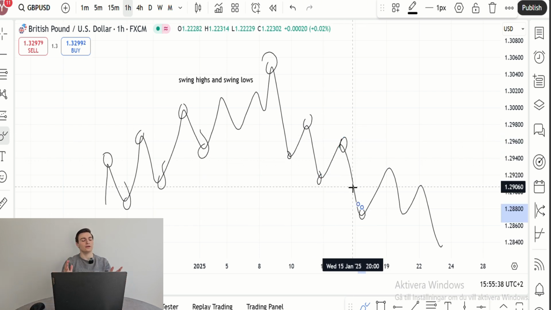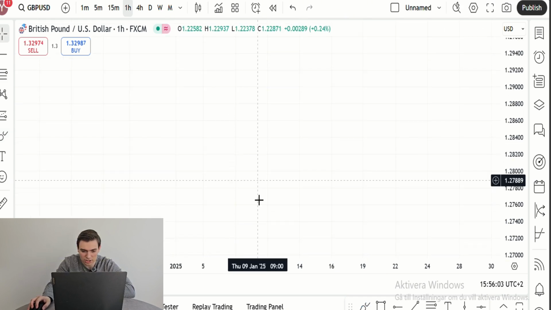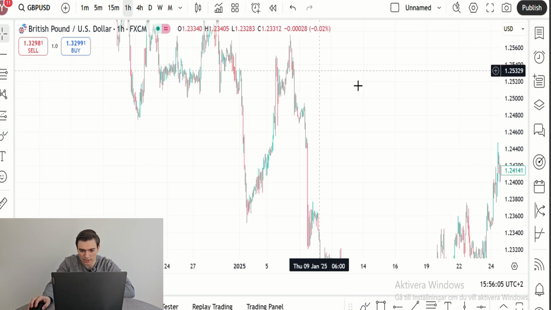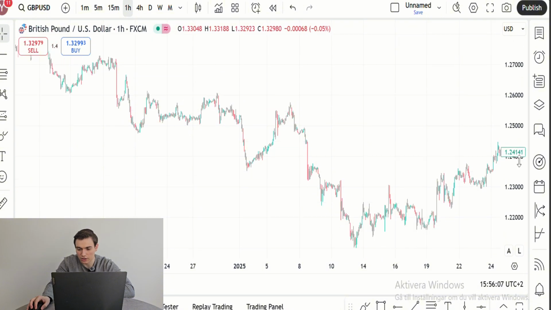And why are these swing highs and swing lows more important than normal highs and lows? That's because there is more liquidity in those areas. If you don't know what liquidity is, I will go over it in another video. But those are the most important highs and lows. So let's just jump into the chart and show you guys directly. And one thing you have to know, there is never a swing high followed by a swing high or a swing low followed by a swing low. This doesn't happen.